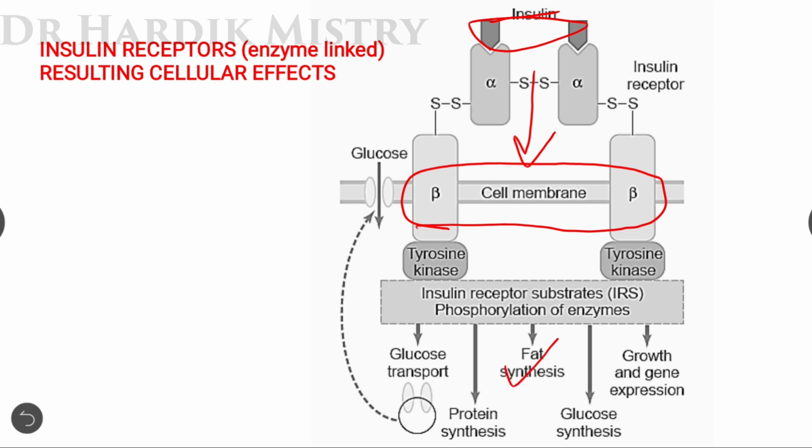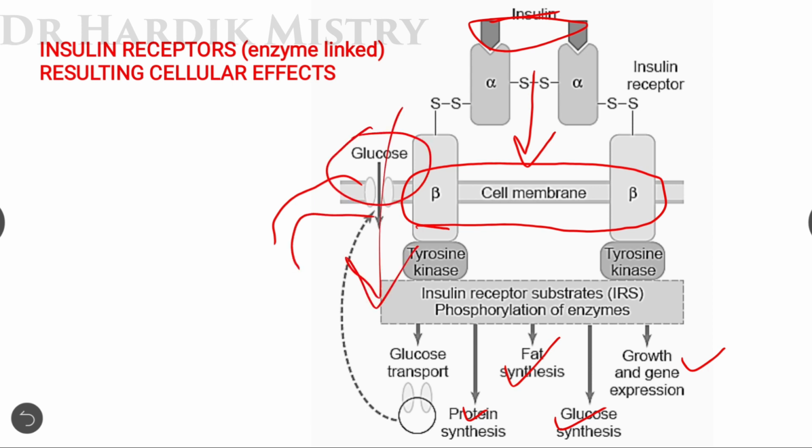For example, fat synthesis, protein synthesis, growth and gene expression, glucose synthesis, and also there will be development of glucose transporters which are located on the cell membrane, so that glucose entry inside the cell will be possible at a higher level, and more and more glucose molecules will enter the target tissues. So that is the basic mechanism of insulin over the target tissues, and how it can lead to increased utilization of glucose by the target cell.